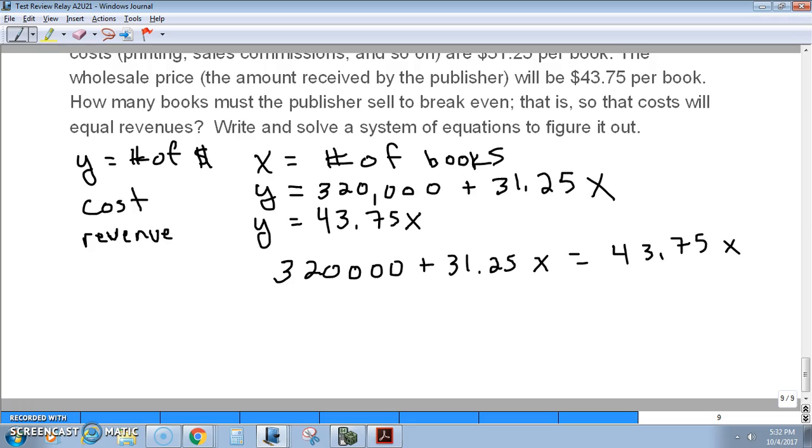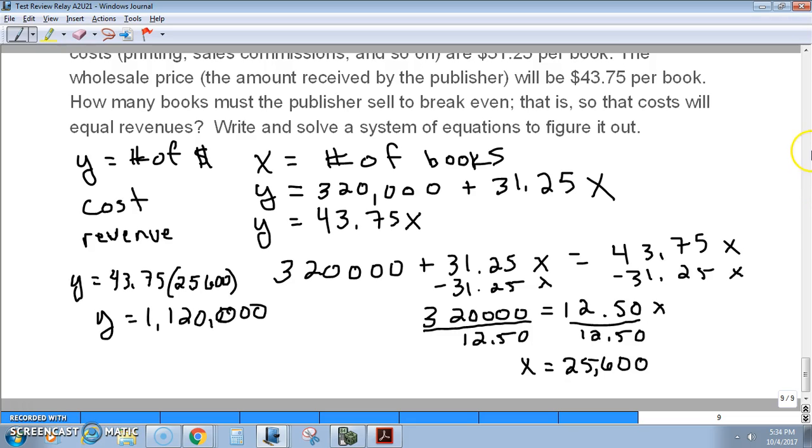I have to pause for 1 second. My videos can only be 15 minutes. That's why I had to pause it and write all this down. So what I originally did, and you're going to have to pause it and go through it, is I set them equal to each other, and then I did all of my steps, and I found out that x was equal to 25,600, and then I put that back in over here, so y is equal to 43.75 times 25,600 instead of x, so I got y is equal to 1,120,000.